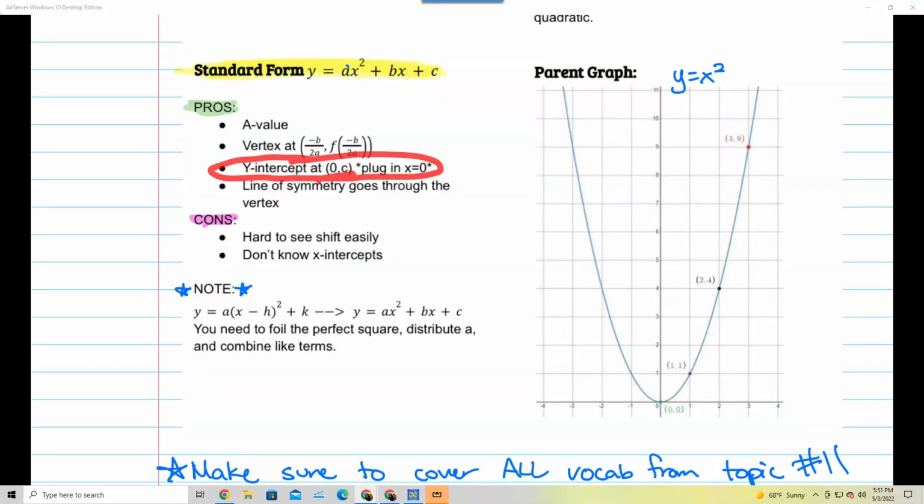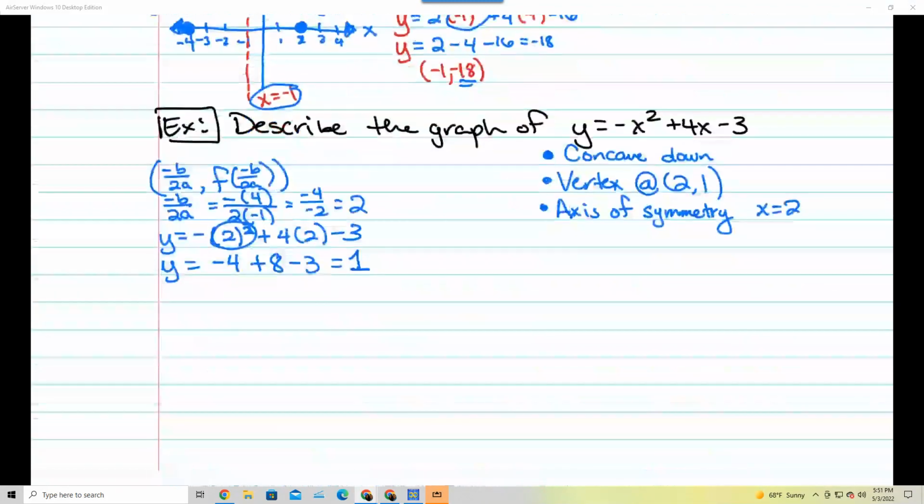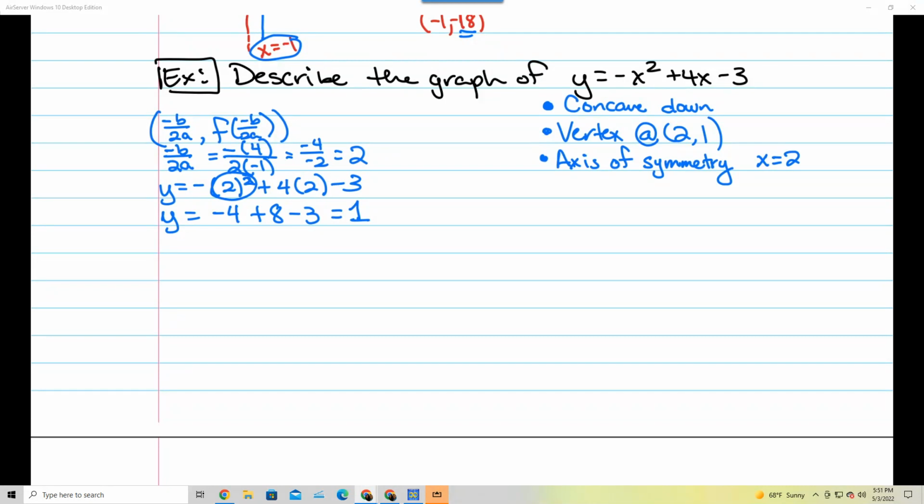And it's either at 0, c if you remember it, or if you don't remember it, plug in x equals 0, which is what we are going to do. We're going to plug in x equals 0 just in case you forgot how to do that. So plug in x equals 0. That's going to be your y-intercept.